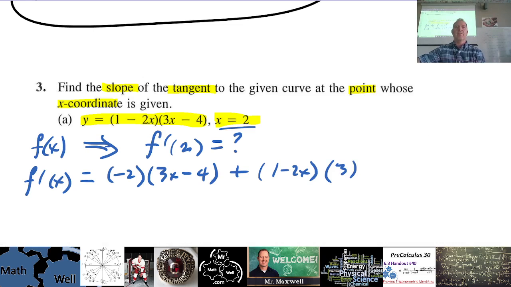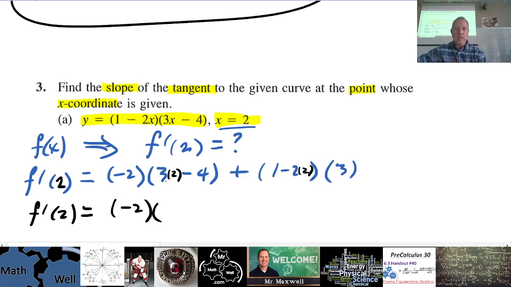Remember what we're trying to find here. We're trying to find f prime of 2. So guess what I do? I take all the x's that I see, and I simply replace them with a 2. And that's all I'm looking for here, f prime of 2. So that's going to be negative 2 times, what's the 6 minus 4? Positive 2. 1 minus 4 is negative 3 times 3.